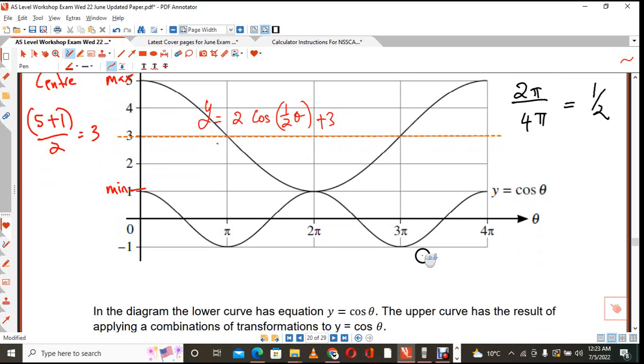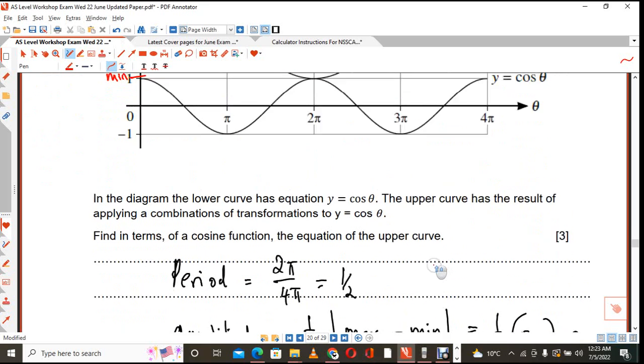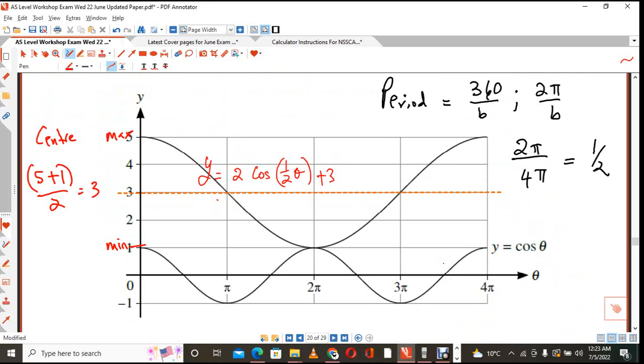Now, if they ask you to write it in different forms, it's also the same thing. You might see things like this.